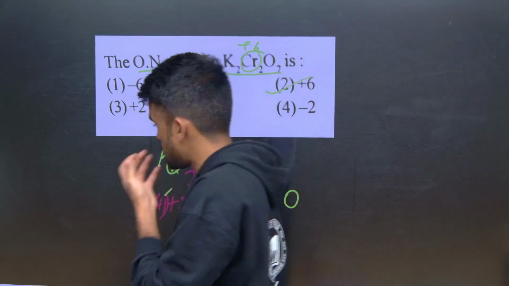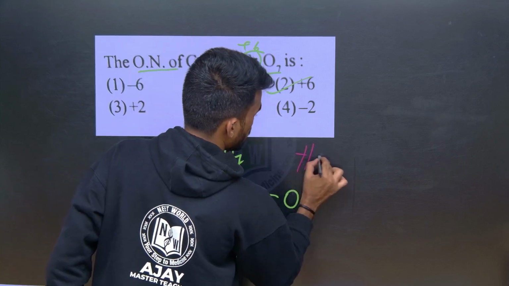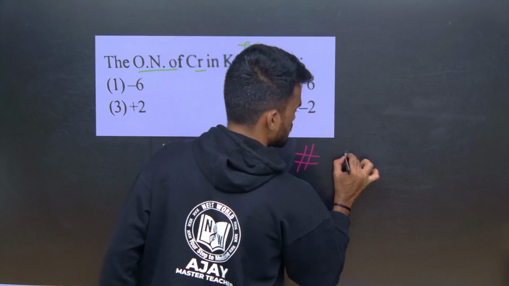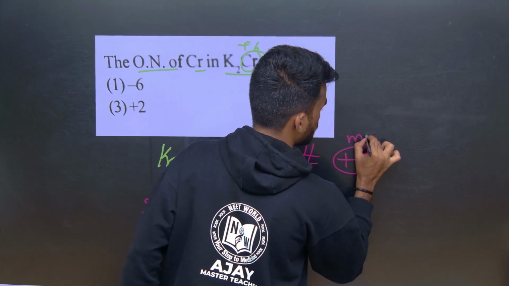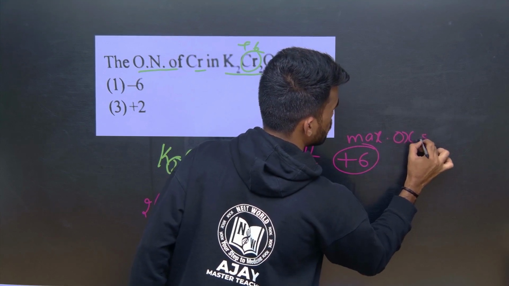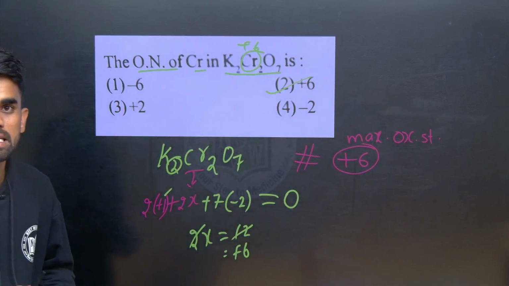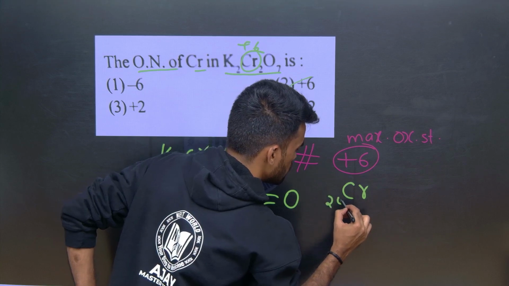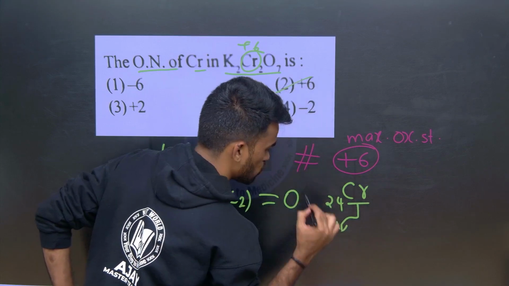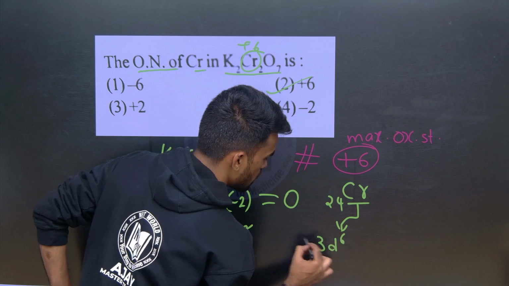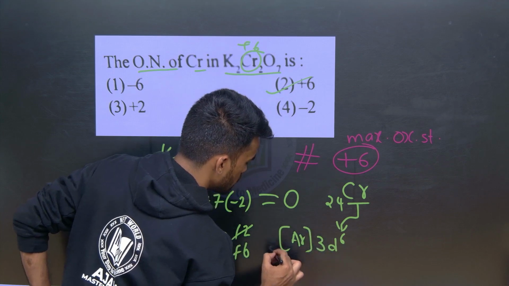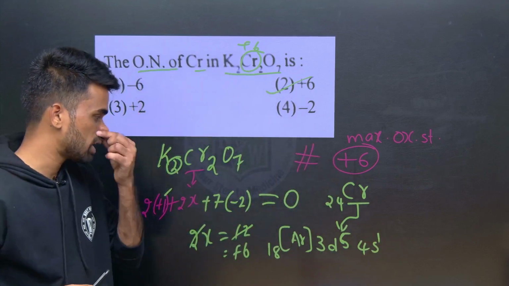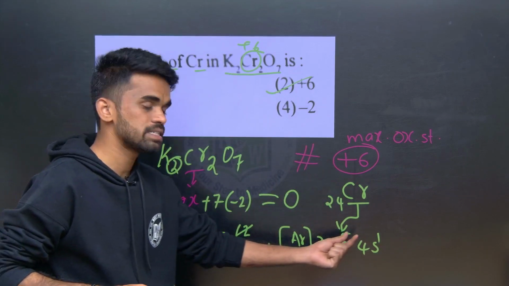One more point I am asking you to remember: the maximum oxidation state shown by chromium is +6. Why only +6? Because the chromium atomic number is 24. What is its valence electronic configuration? Argon 18, then 3d5 4s1. This is the valence electronic configuration of chromium, right? 18 plus 6, 24 electrons.